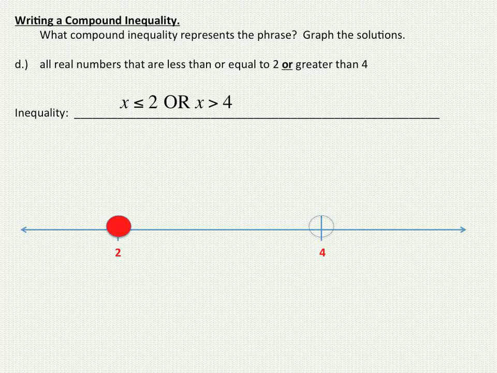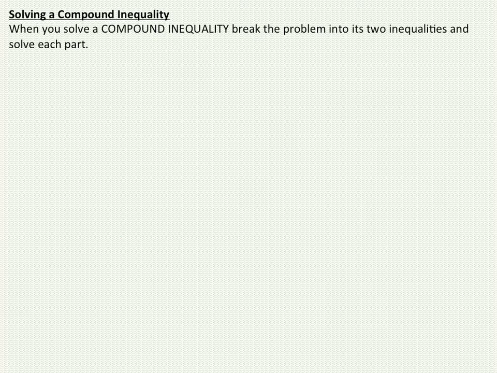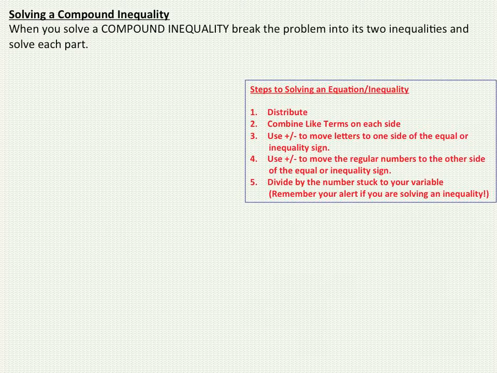Closed circle on the 2. Open circle on the 4. It's an OR, so I always shade the outsides. Donezo. When you solve a compound inequality, break the problem into its 2 inequalities and solve each part. So really, I go back to my rules for solving an equation or an inequality.